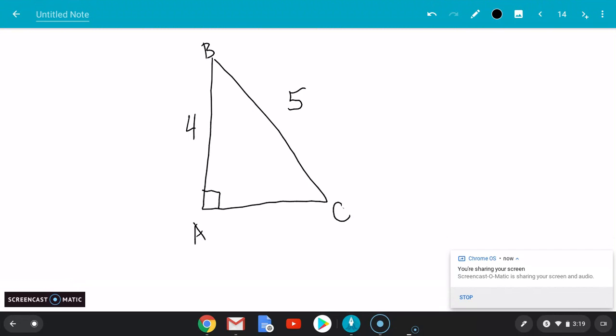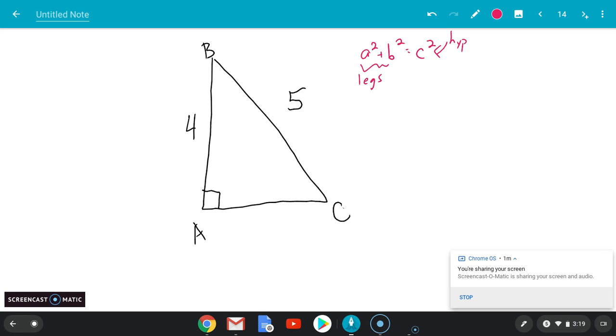The first thing you want to do, as I mentioned in the video too, is you are missing a side here. In this case, you're missing a C. So the first thing you want to do is set up your Pythagorean theorem: a squared plus b squared equals c squared. Remember, c is the hypotenuse, and a and b are basically the other two sides that we call the legs.